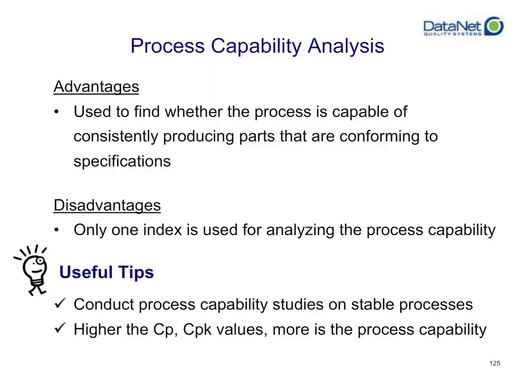So a summarization of the advantages and disadvantages of process capability analysis. Why do we use it? The advantage is that it is used to find whether the process is capable of consistently producing parts and products that are conforming to specifications. It gives us an objective grade and a way to do that. The disadvantage is that you can't just use CP, you can't just use CPK, you need to use these things in context. You need to use these tools with other factors.